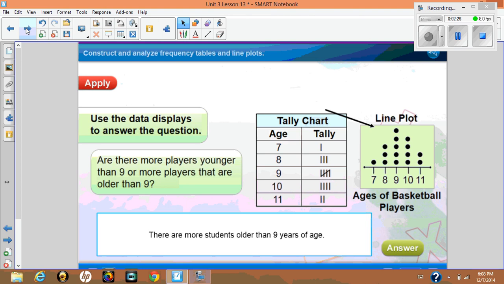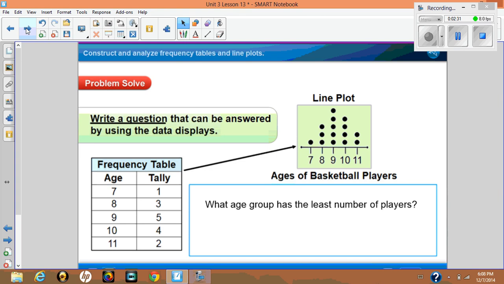Okay, let's look at another example that we discussed on Friday. So we discussed this. It's a way to solve a problem. This was a frequency table that we took and reorganized on a line plot. And then we were to write a question that can be answered by using the data displays. So it was really easy to look at the information and ask yourself what age group has the least number of players.